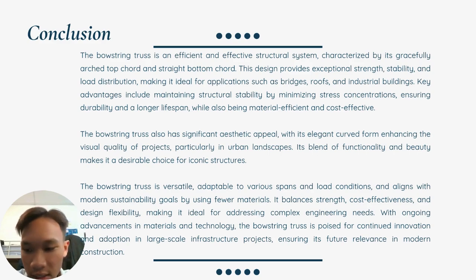For sustainability, its efficient use of materials aligns with modern sustainable building practices. It is also a cost-effective and resource-efficient design. For future potential, it is adaptable to advancements in materials and technologies for improved performance. Ongoing innovation positions bowstring trusses as a cornerstone in future large-scale infrastructure projects. To conclude, the bowstring truss balances strength, cost, and design flexibility. It is poised for continued adoption and innovation in modern construction.